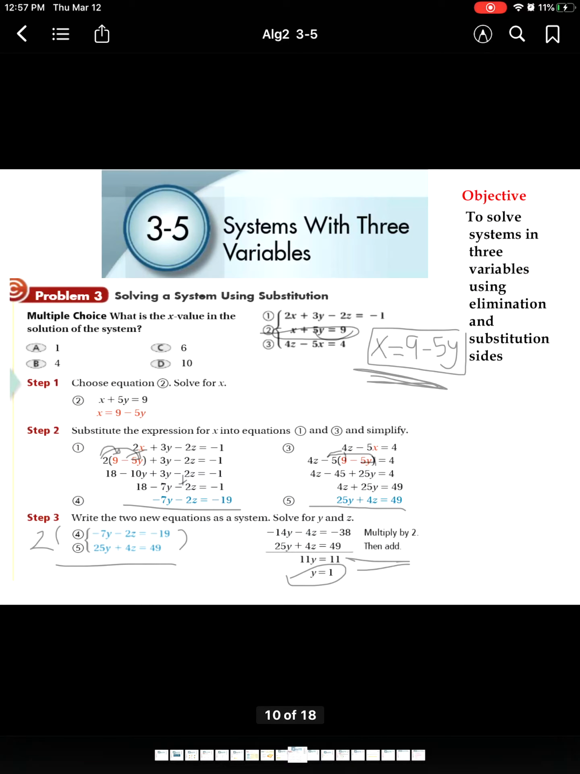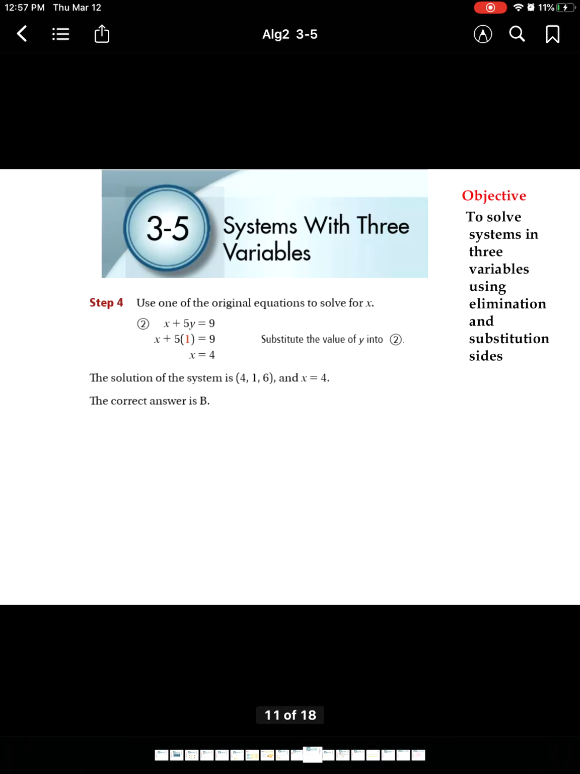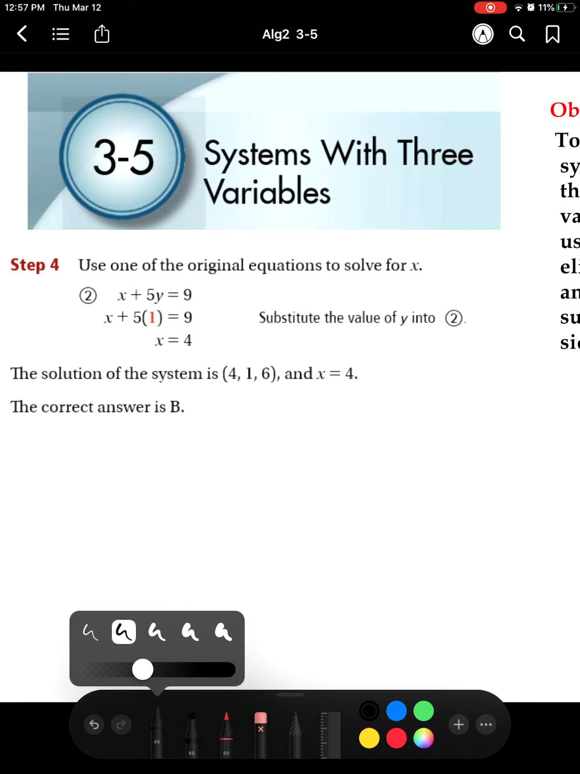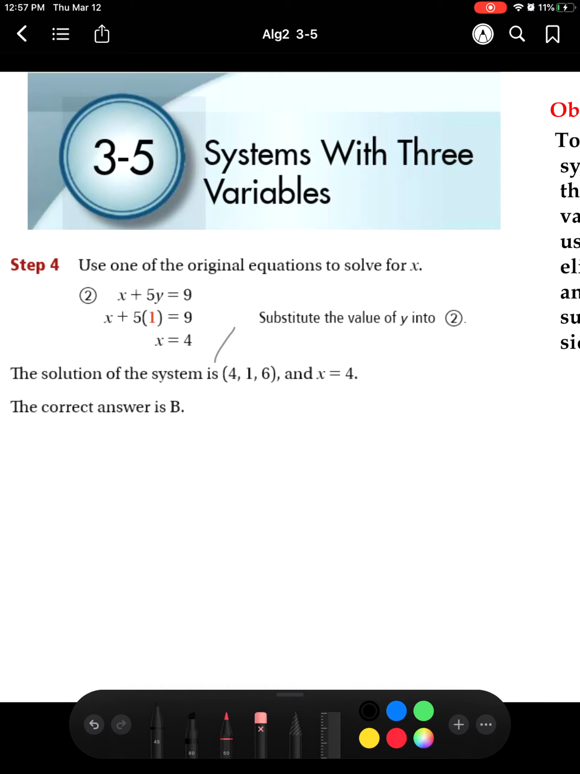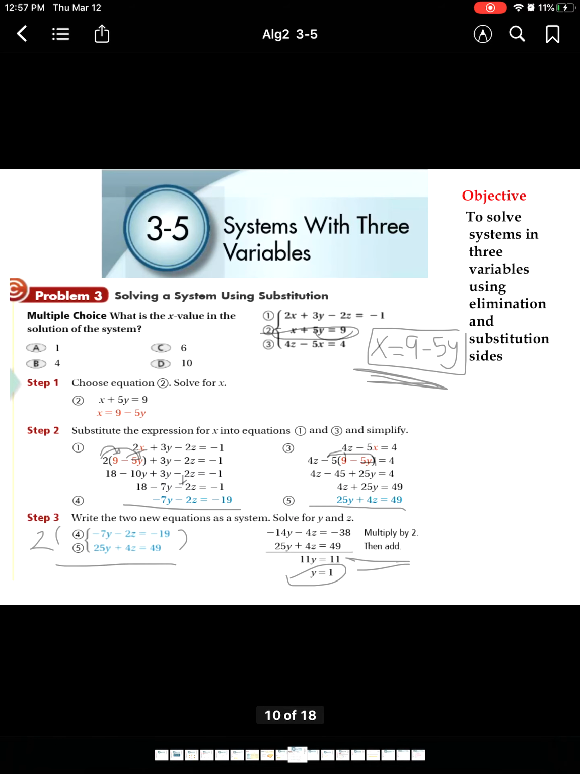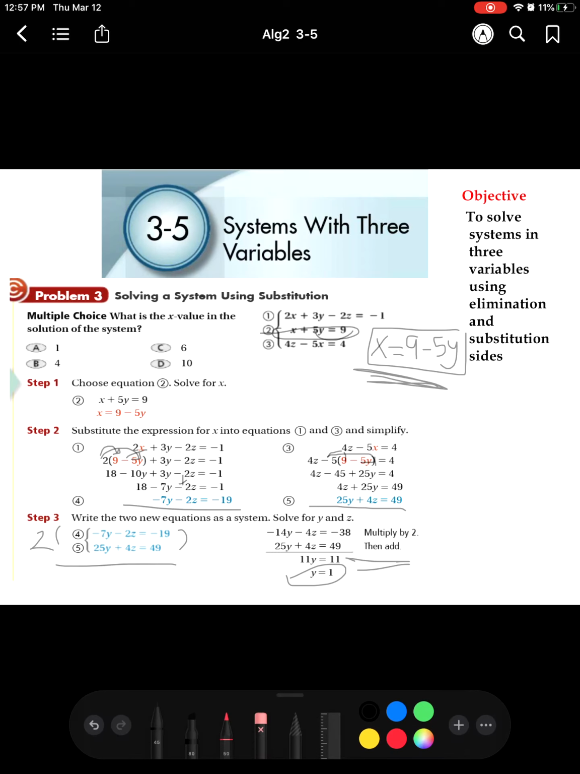And the last step, I'll go back to my original system to substitute to find the value of the third variable, and I get x equals 4 and y equals 1 and z equals 6. The order is very important, ladies. This is x and then y and z. So my answer, if I go to the previous slide, will be B, because he asked me about the value of x in the system.